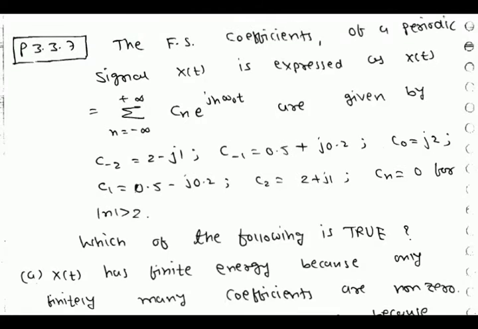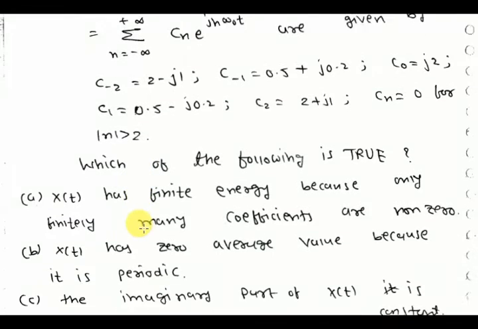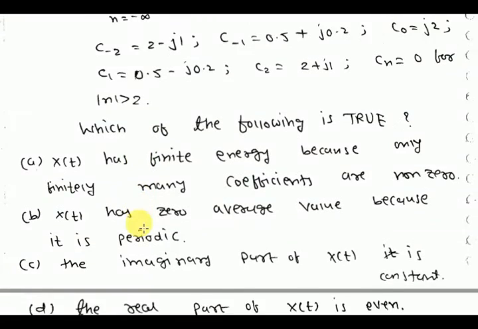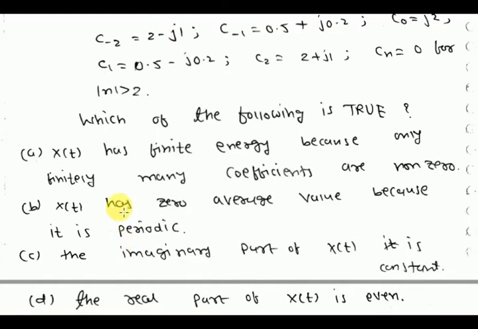So the next problem: the Fourier series coefficients of a periodic signal x(t) are given here, with c minus 2, c minus 1, c naught, c1, c2, and cn is 0 for mod n greater than 2. Which of the following is true? Four statements are given here, and any one is correct. We have to find what is correct.